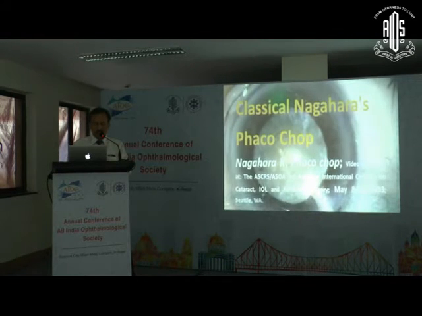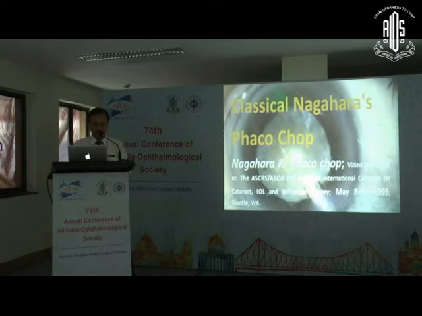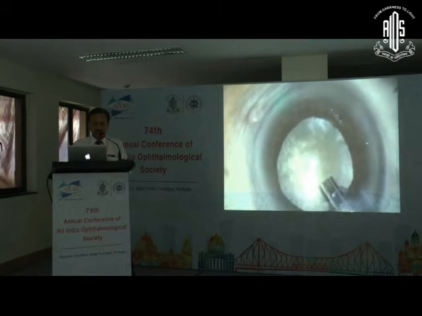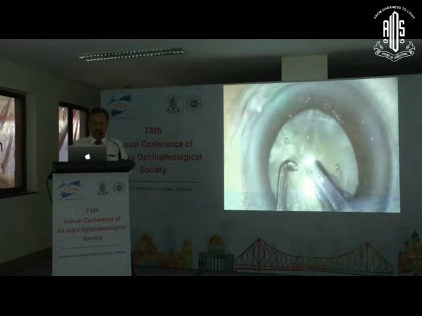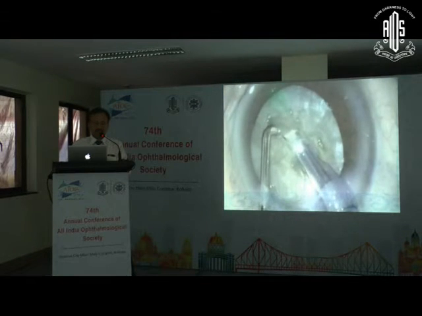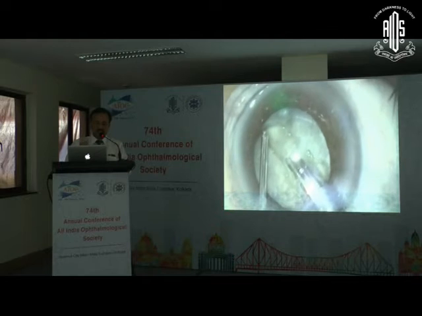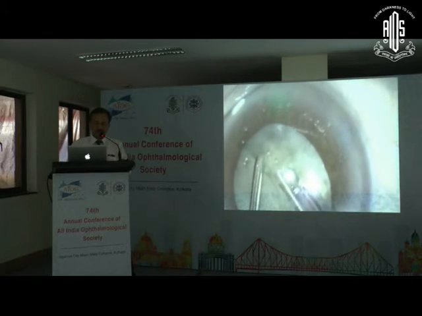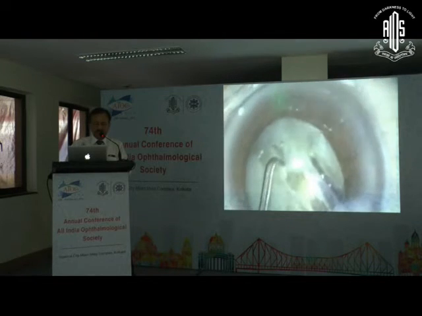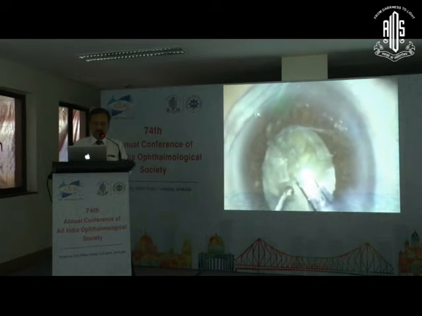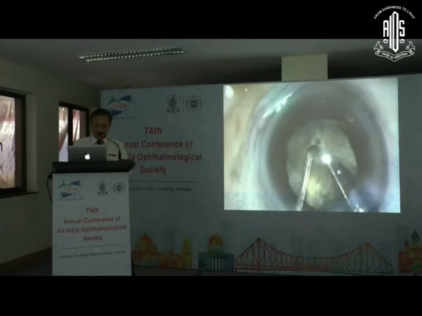See this video of the classical Nagara's chop, where you have to penetrate the nucleus very deep into the center and then bring the chopper from the periphery. You have to basically incise the nucleus, cut it from the periphery, and it's really difficult to cut these very hard nuclei, and you end up with incomplete nuclear segmentation.